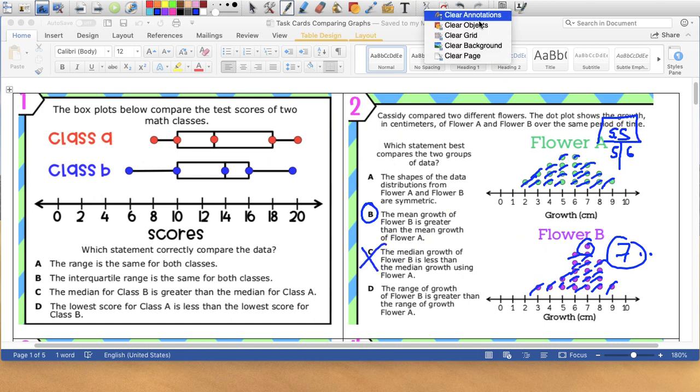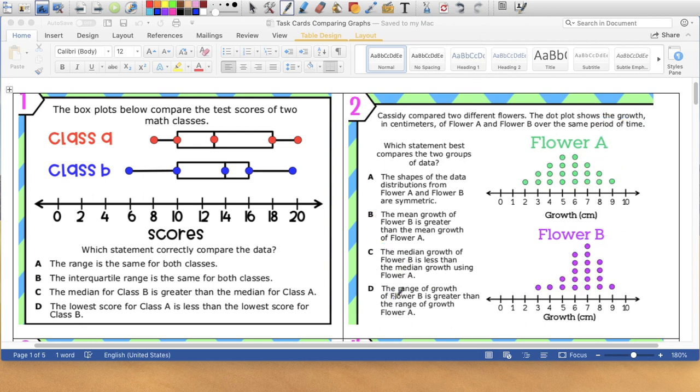The range of flower B is greater than the range of flower A. The range here is 9 minus 3, so the range here is 6. What is the range here? 9 minus 2? The range is 7. So is B bigger than A? No, it's not. A is bigger than B. So the answer to this one is B.